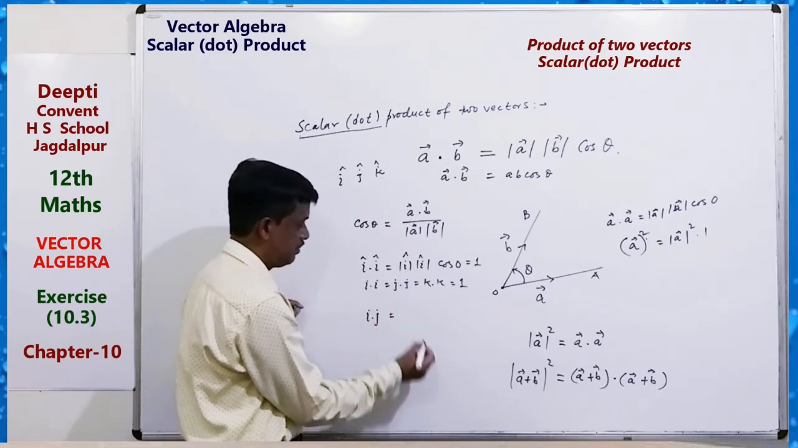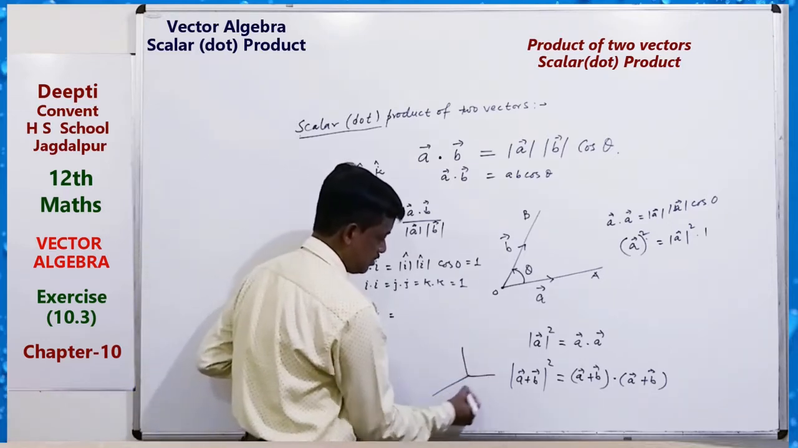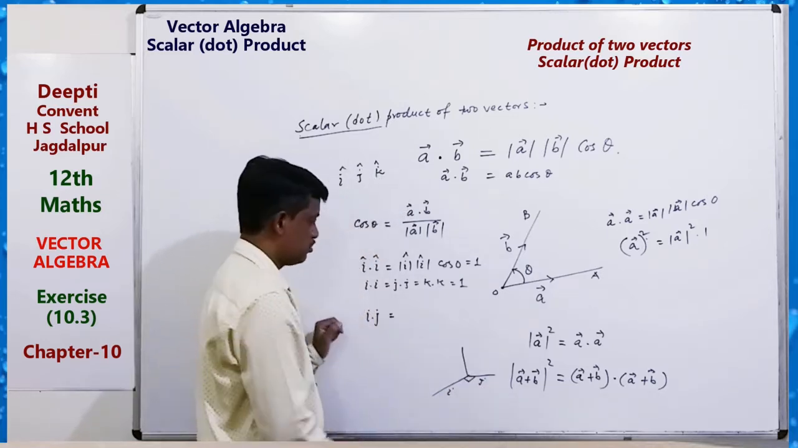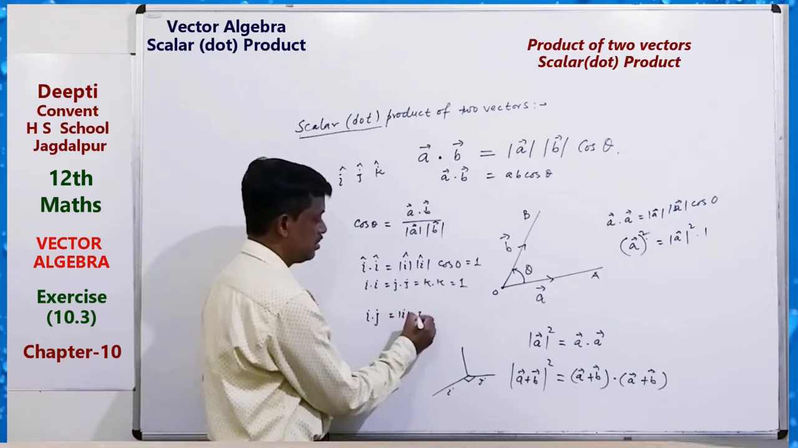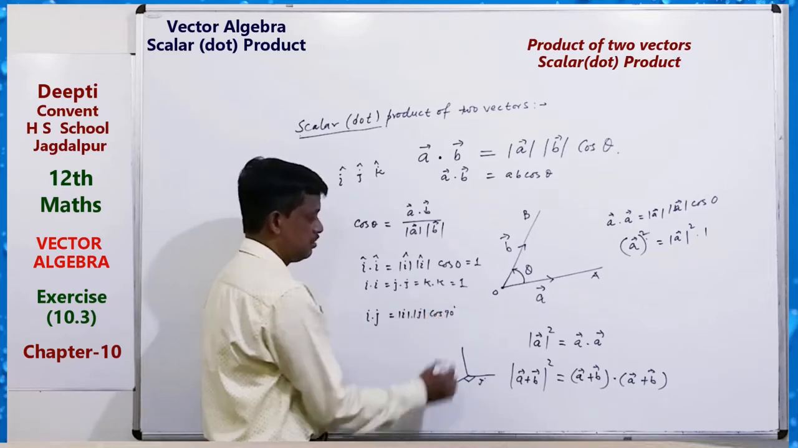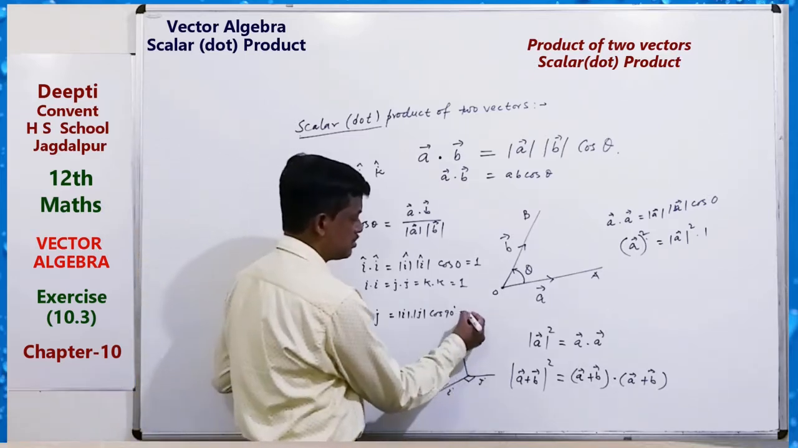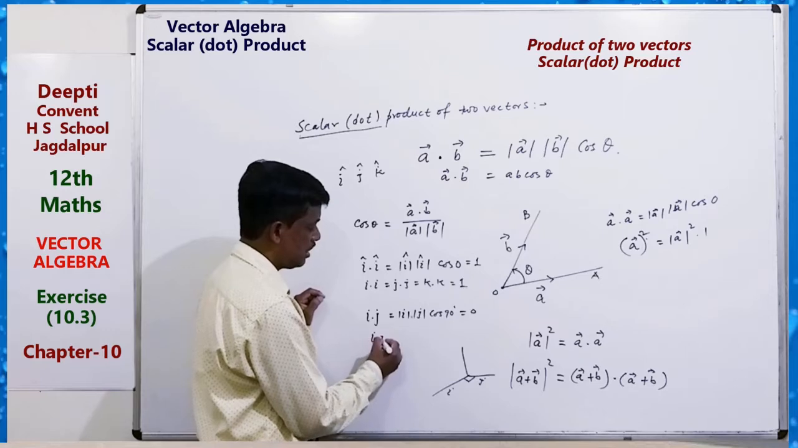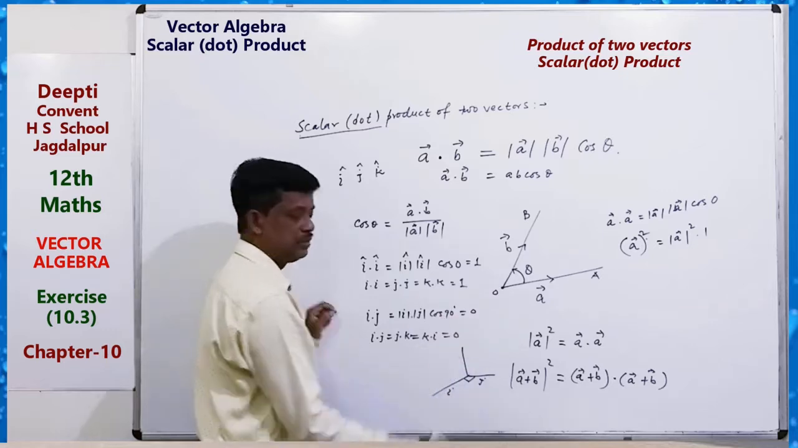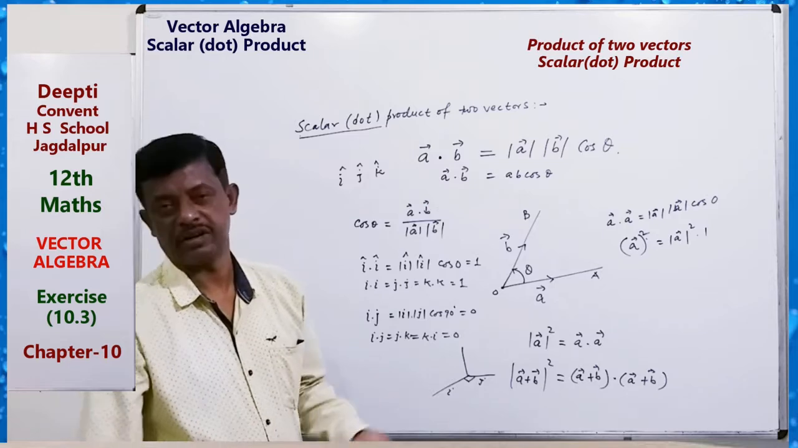And we can see that I dot J: we know this is I, this is J, perpendicular. So perpendicular means mod I, mod J, cos of 90. Perpendicular, theta equals 90, cos 90 is 0. So the dot product of perpendicular vectors is 0. So I dot J equals J dot K equals K dot I equals 0.